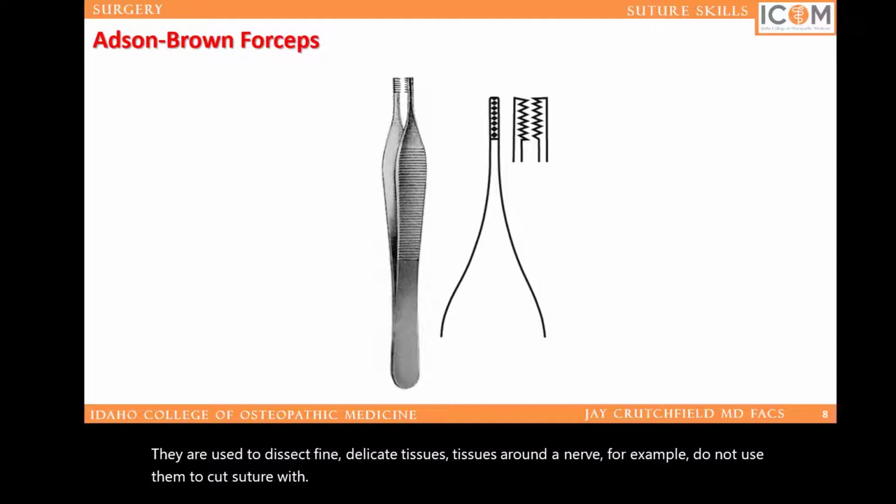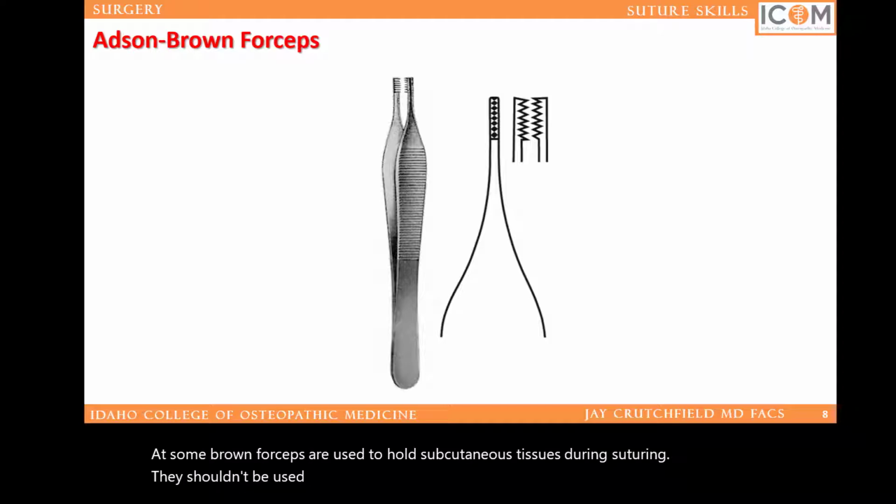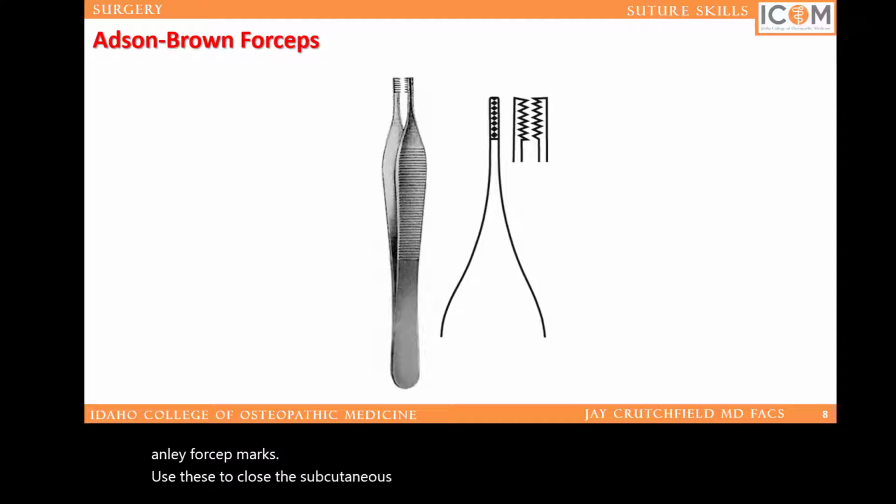Adson Brown forceps are used to hold subcutaneous tissues during suturing. They shouldn't be used to hold or grab skin edges because the tiny teeth cut into the skin and leave forceps marks. Use these to close the subcutaneous tissues only. When you're suturing skin, you'll want an Adson with teeth, and that's coming up. I'll show you what that looks like.